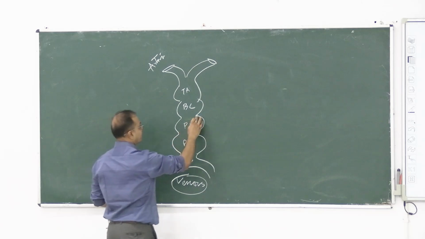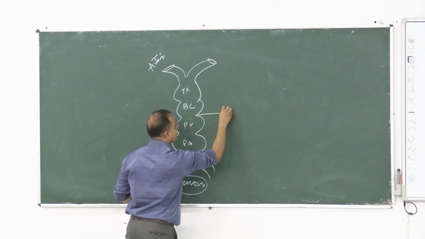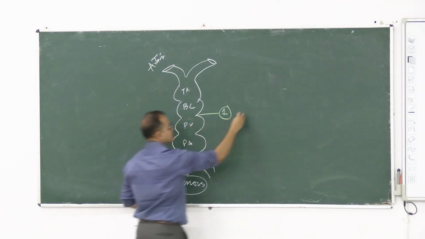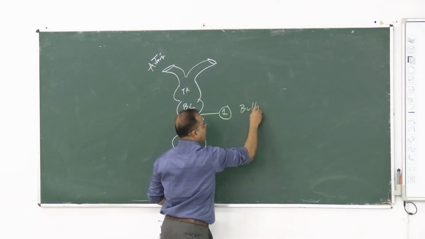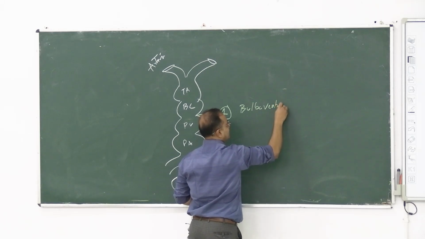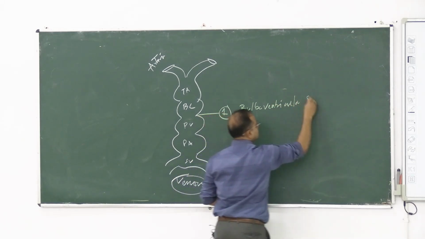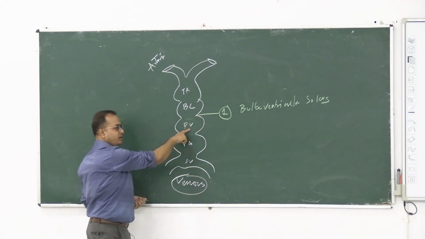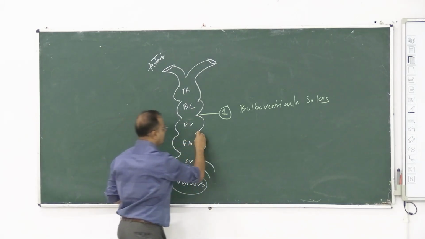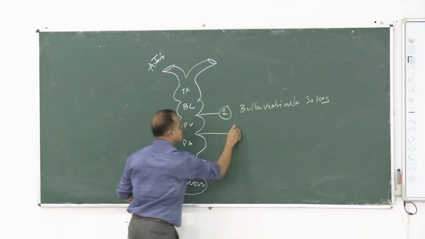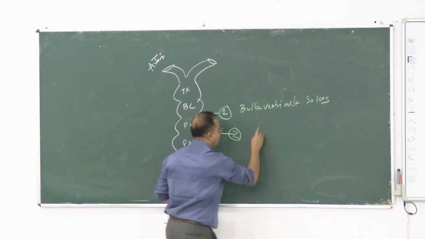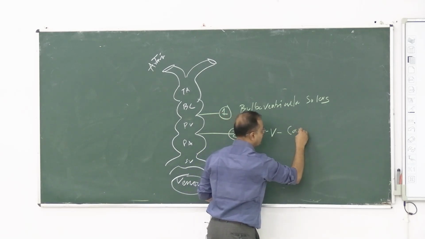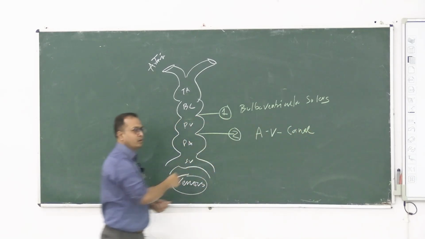So, we have this flexure or bend which is present here, number 1, which we call the bulboventricular sulcus. Then we have the primitive ventricle and primitive atrium. In between them we have the number 2 bend or sulcus, which we call the atrioventricular canal, AV canal in short. So, these two elements we have to keep in mind.